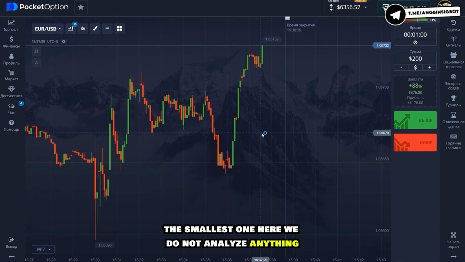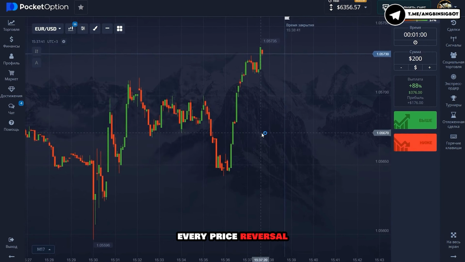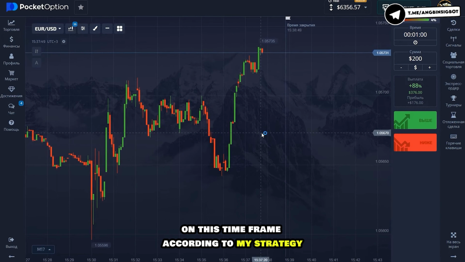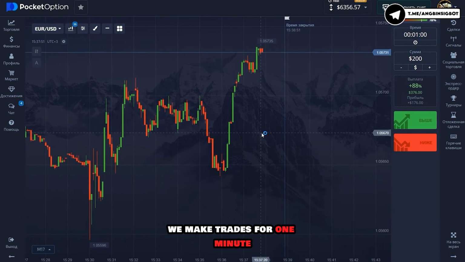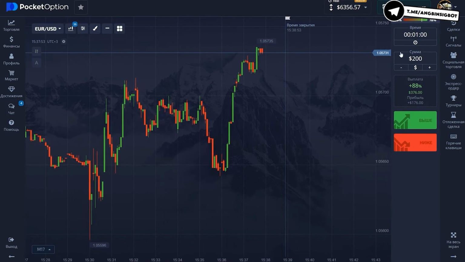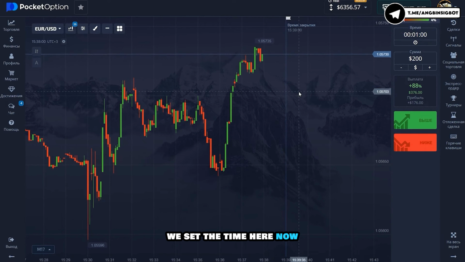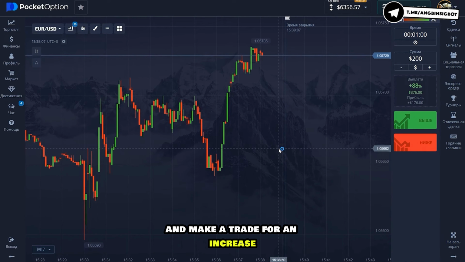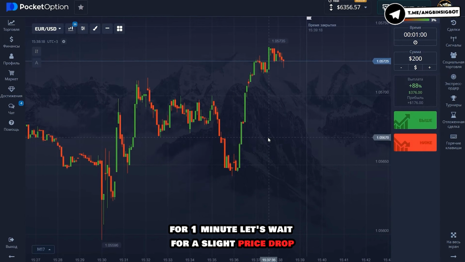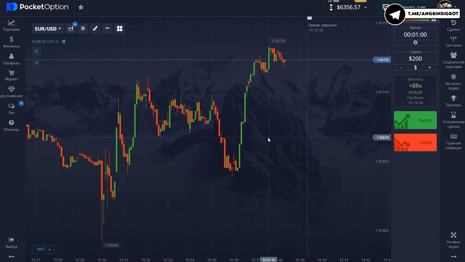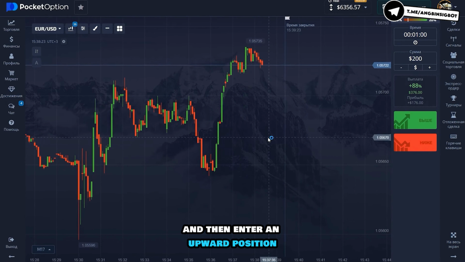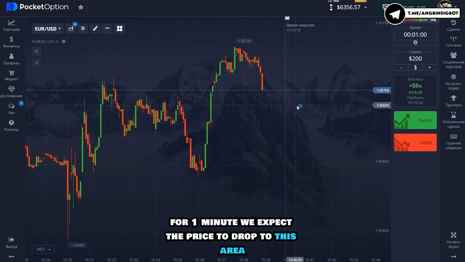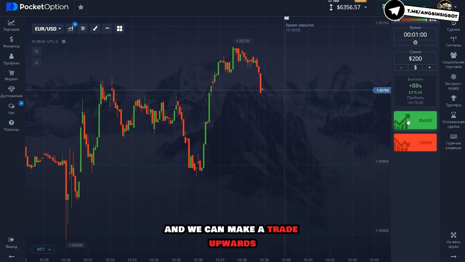Here, we do not analyze anything. Every price reversal and every perfect entry point is visible on this time frame. According to my strategy, we make trades for 1 minute. We set the time here. Now our task is to wait for a slight decrease in price and make a trade for an increase for 1 minute. Let's wait for a slight price drop, known as a correction, and then enter an upward position for 1 minute. We expect the price to drop to this area and we can make a trade upwards.